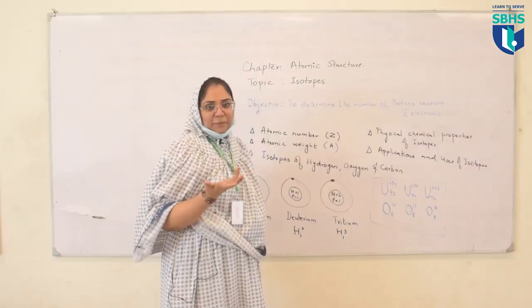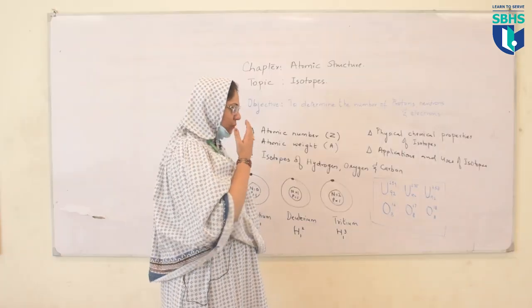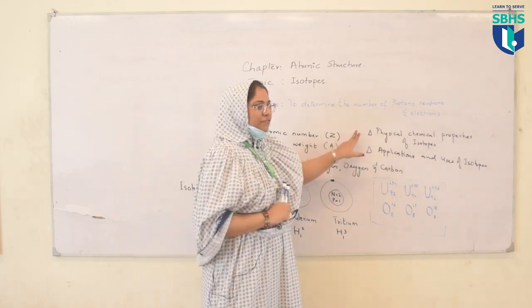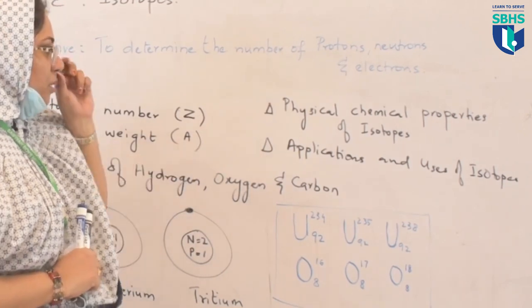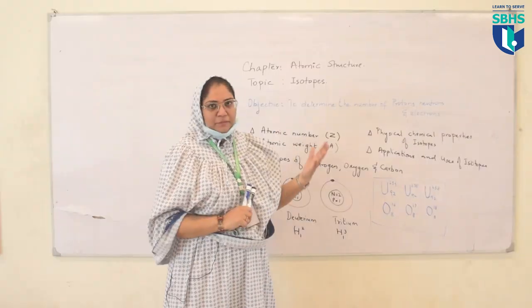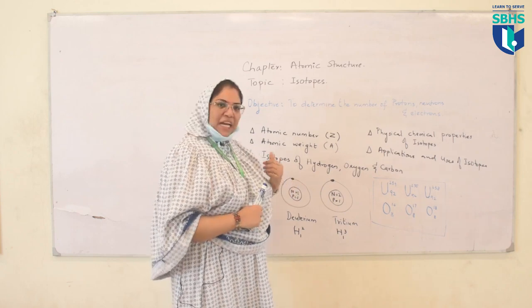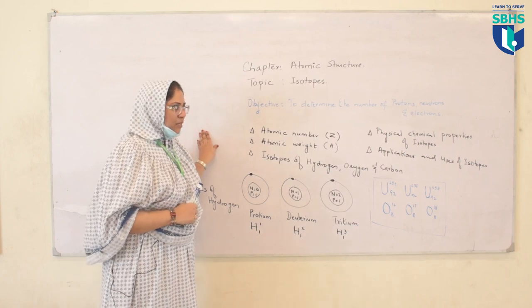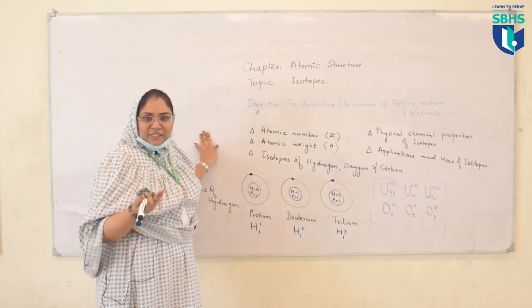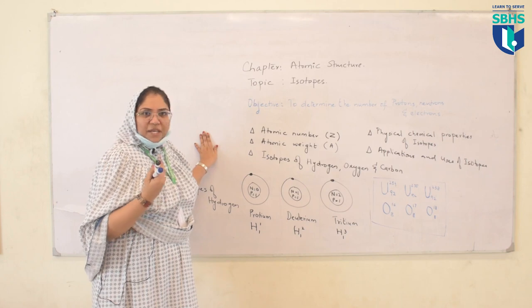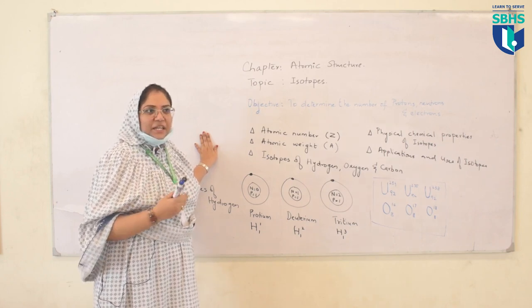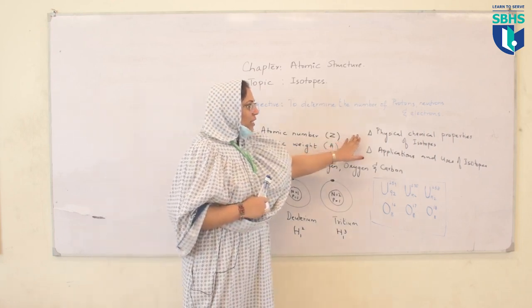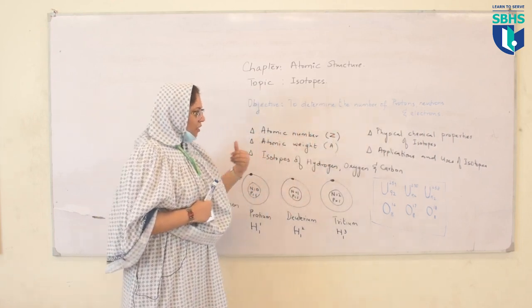Now, as we can see, the objective also includes the physical and chemical properties of isotopes. So what are the physical and chemical properties of isotopes? How can we determine those chemical and physical properties? The physical properties of an isotope of any element might be different, but chemically they are all the same. Just like brothers and sisters of the same parents might be physically different, but chemically, genetically, they are all the same. So we can easily determine this for any element.